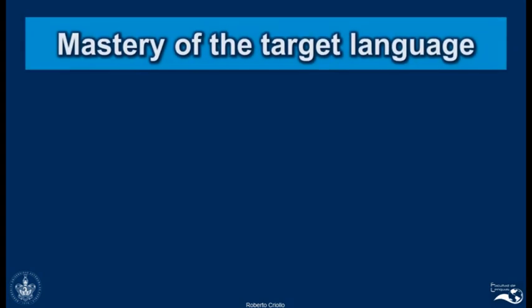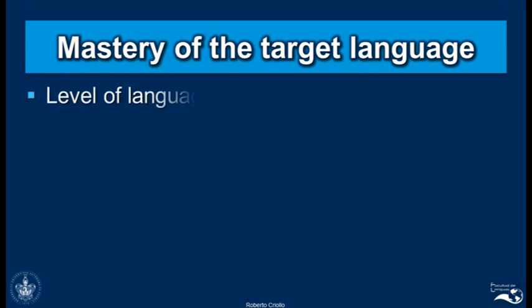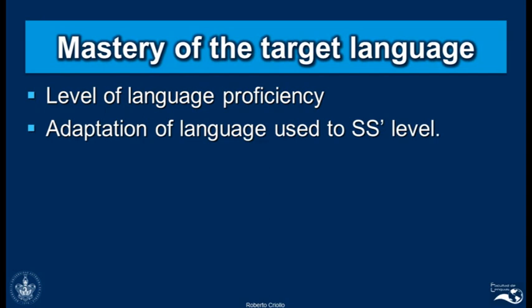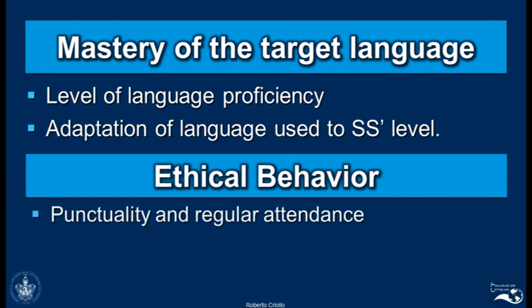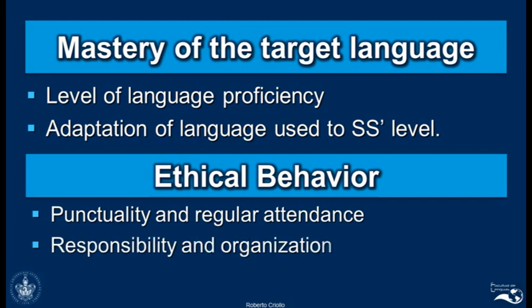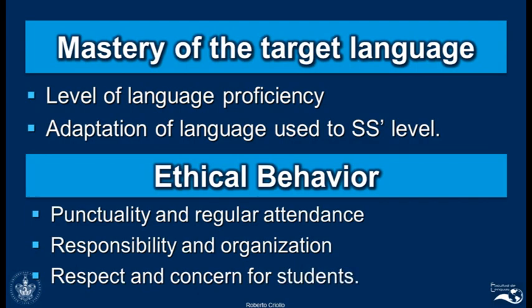Now, it is very important to say that each of the components of teaching competence can be further divided. For example, mastery of the target language may include the level of language proficiency, but also the adaptation of language used to the student's level. And in the same way, ethical behavior can be divided into different elements such as punctuality and regular attendance to the class, responsibility and organization for the planning, and respect and concern for the students, among others.